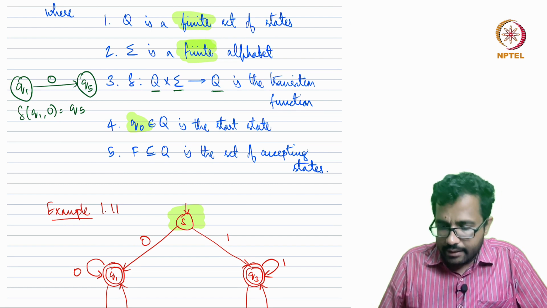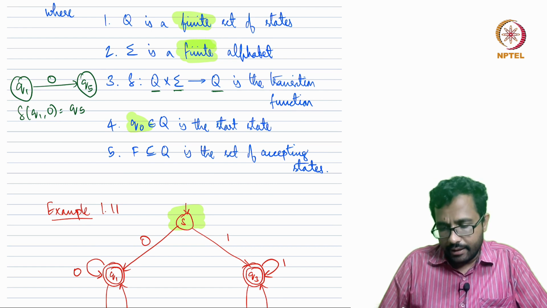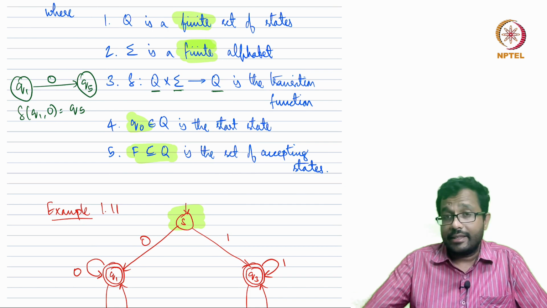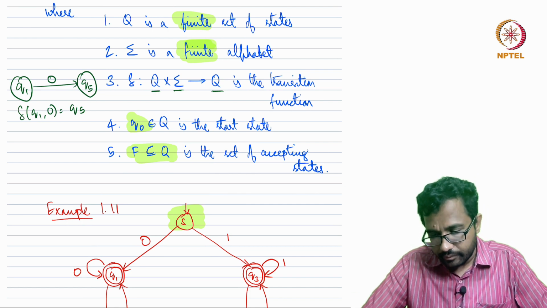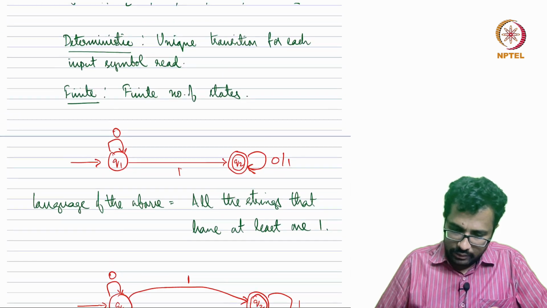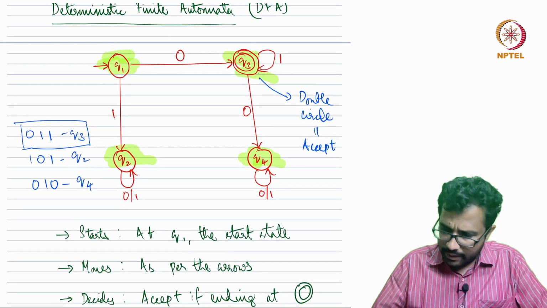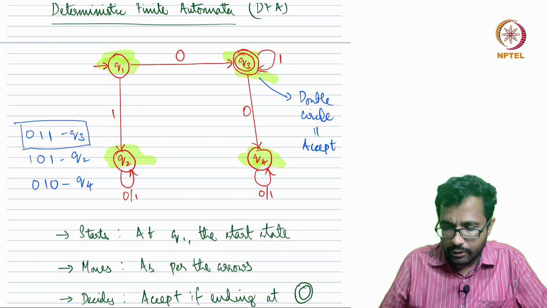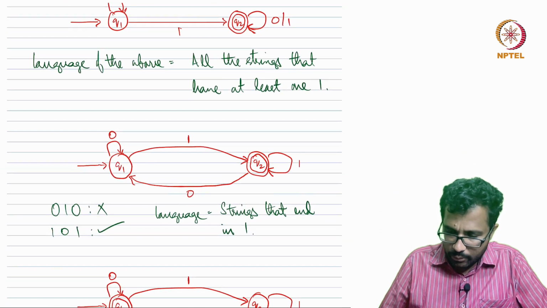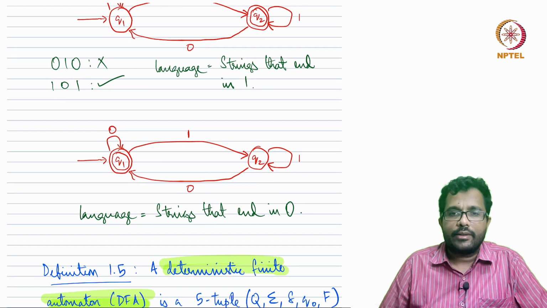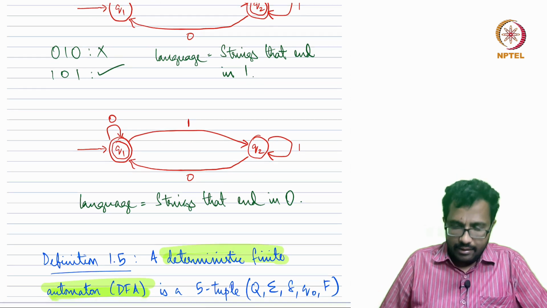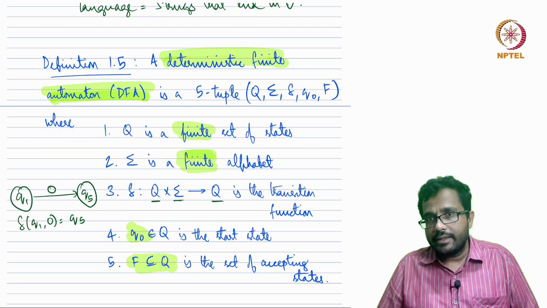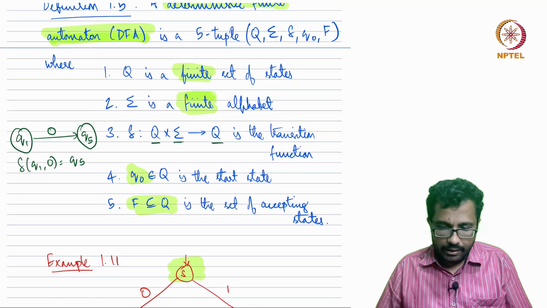And F is a set of accepting states, and F is a subset of states. So the start state is a single state, while F is a set of accepting states. But in all the examples that we have seen so far, the set of accepting states has also been a single state. Here it's only q3, here it is just q2, here also it's q2, and here it is q1. But you could have multiple states being accepted.